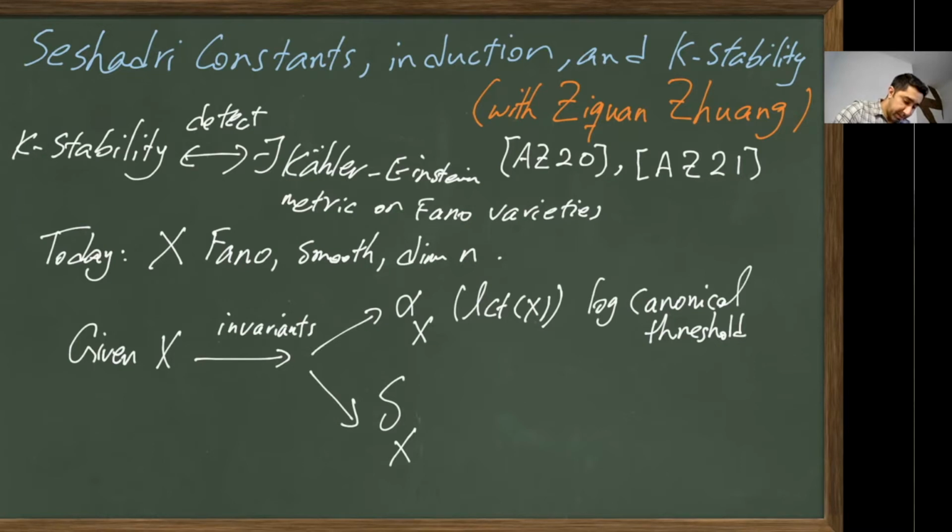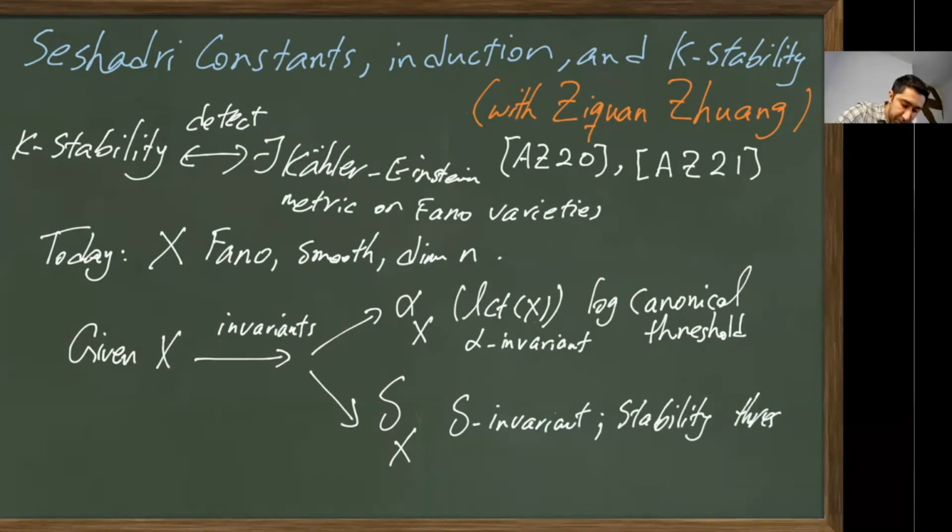And this is also called the alpha invariant. And delta X is the delta invariant, known as the stability threshold. And these two will be the main players today. I will define delta in a few minutes, but for now, these are the two things that are useful for us. So, definition.